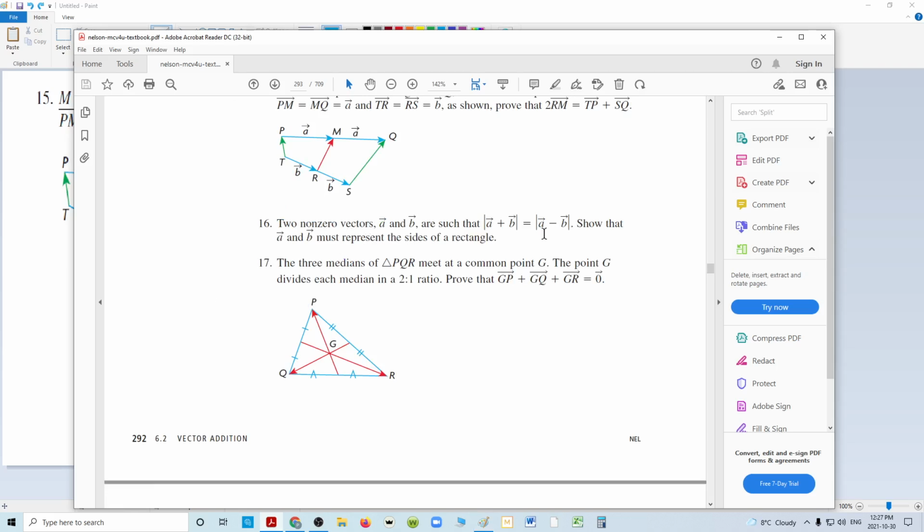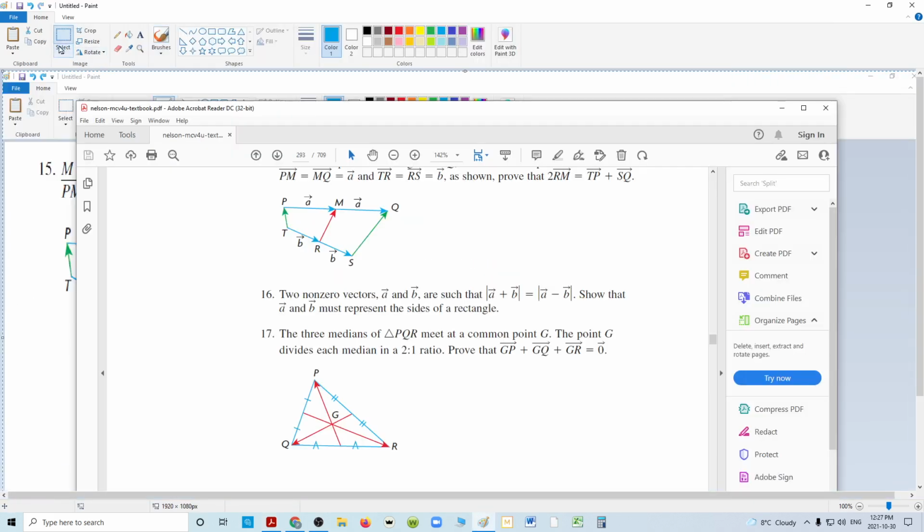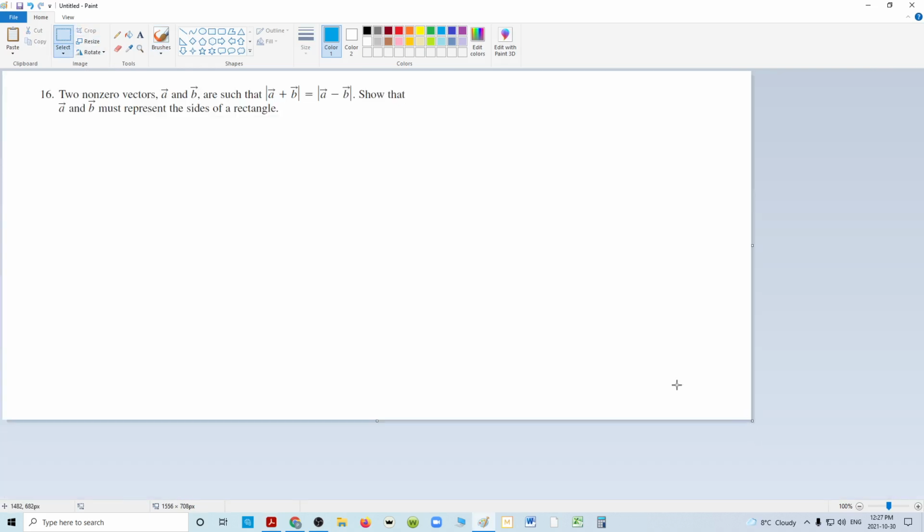Two non-zero vectors such that A plus B is equal to A minus B, show that A, B must represent the sides of a rectangle. Yikes. I think that'll just be drawing. So we know they're not 0. And we know that when we add them together, in terms of magnitude, it's the same result as subtracting them. So let's look at a theory there. If I add 3 and 6, the magnitude is 9. If I take 3 minus 6, the magnitude is 3. So that's not the case. So they must be equal. 3 plus 3, no.